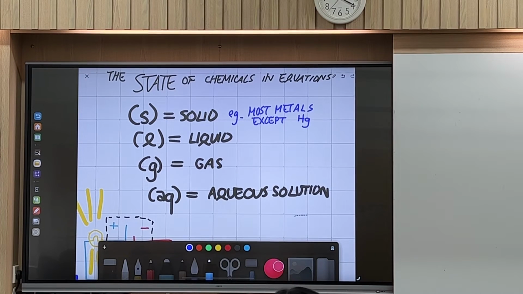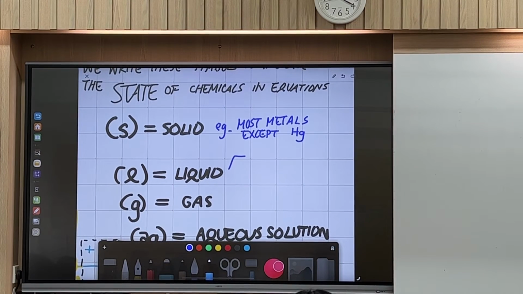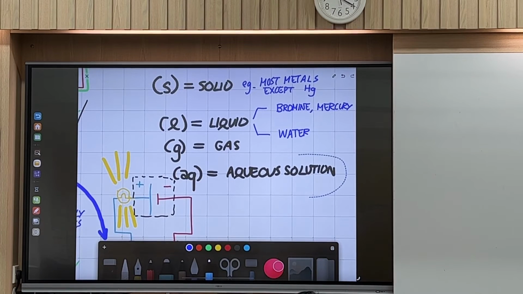What about some liquid substances? Well, there are 2 liquid elements at room temperature. They are bromine and mercury. So bromine and mercury are 2 liquid elements. There are also liquid compounds, like water. So water is a liquid compound. So we use state symbols. And then what about gas?